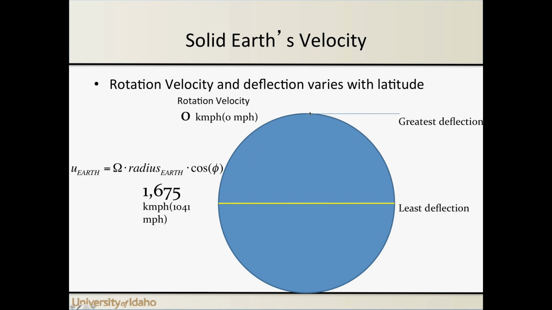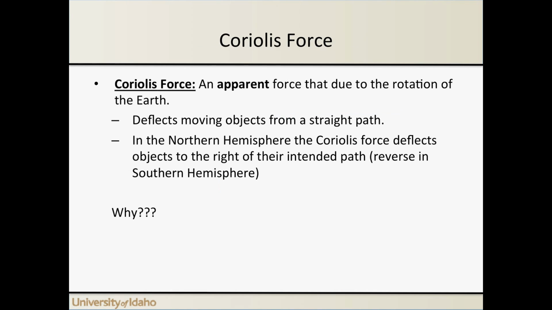And if you're standing at the pole, you may be rotating one rotation per day, but the actual speed of the solid body is 0. Whereas at the equator, you're still rotating one time per day, but because you're so far away from the axis of rotation, you're rotating at a speed of over 1,000 miles per hour.